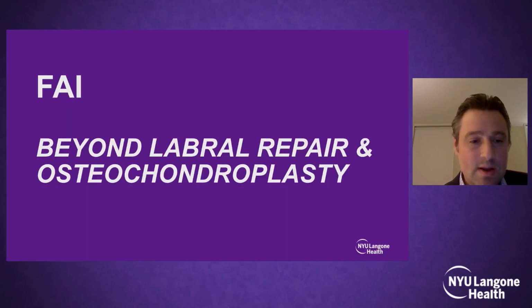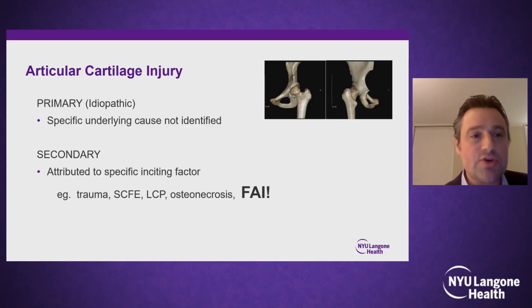Snapping hip can be treated arthroscopically or endoscopically. So going beyond just FAI, looking at cartilage injury. So FAI is an important cause of secondary articular cartilage injury that can lead to advanced arthritis down the road.